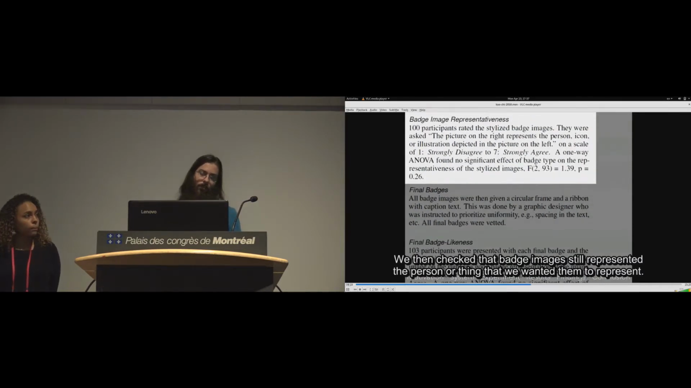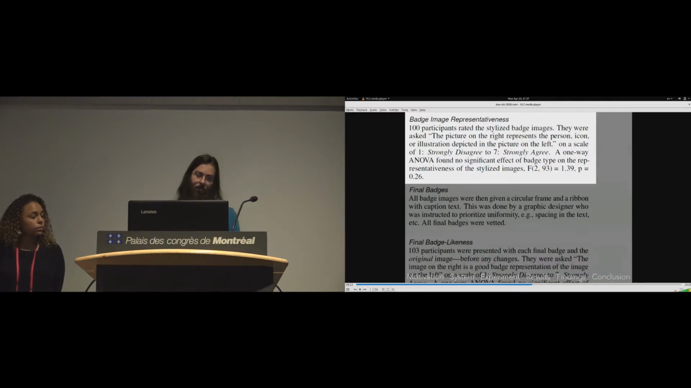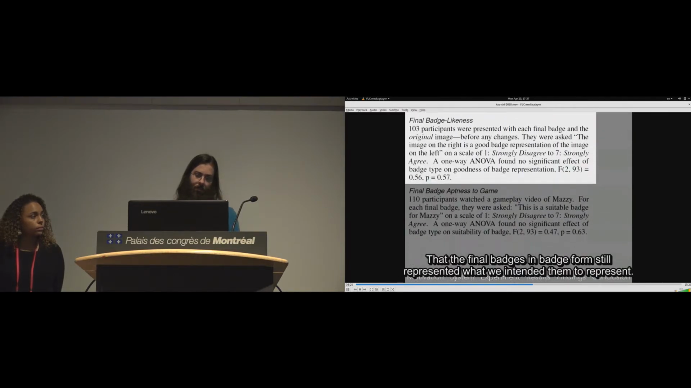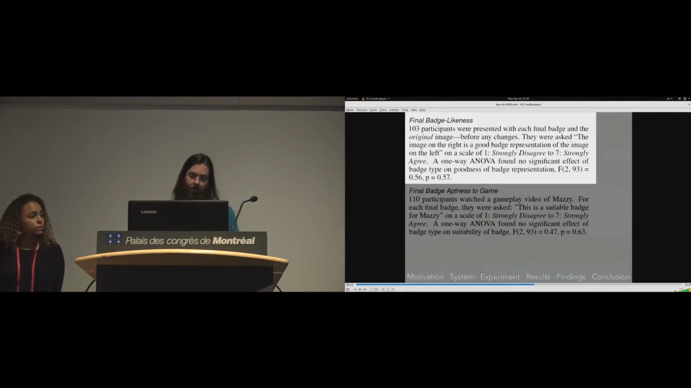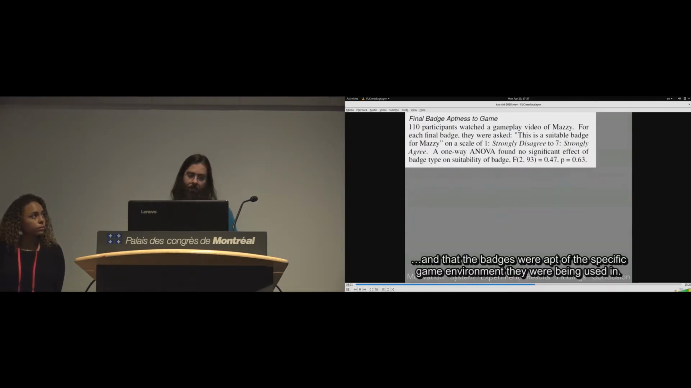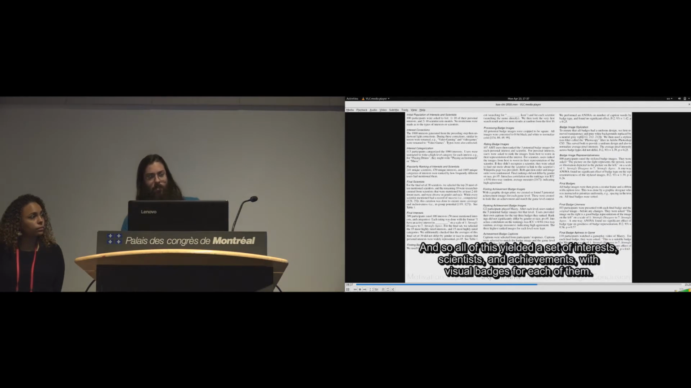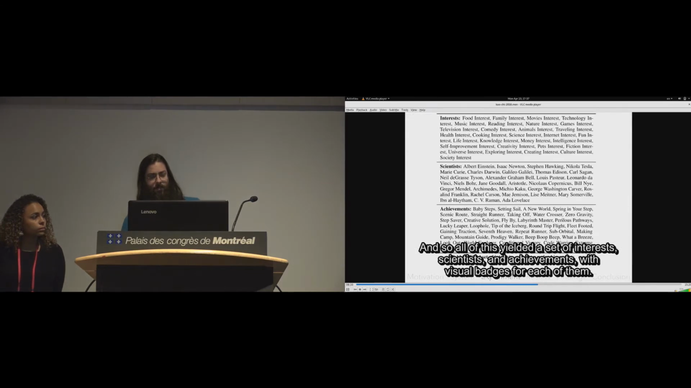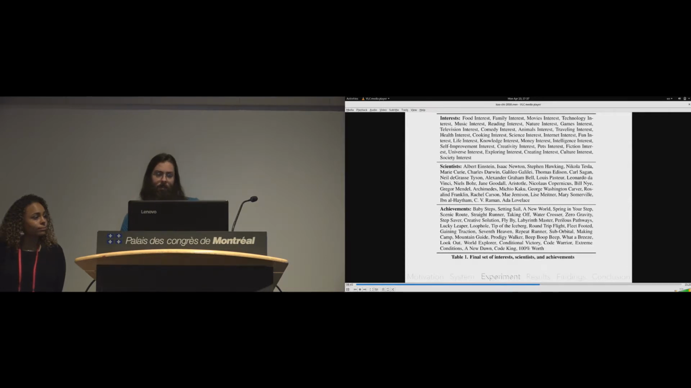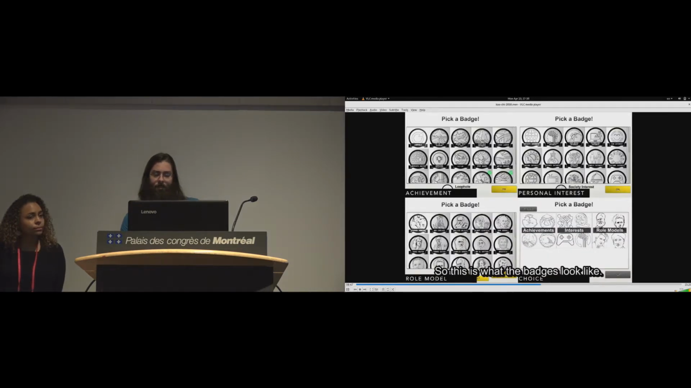We then checked that badge images still represented the person or thing that we wanted them to represent. That the final badges in badge form still represented what we intended them to represent. And that the badges were apt for the specific game environment they were being used in. And so all of this yielded a set of interests, scientists, and achievements with corresponding visual badges for each of them. So this is what the badges look like.